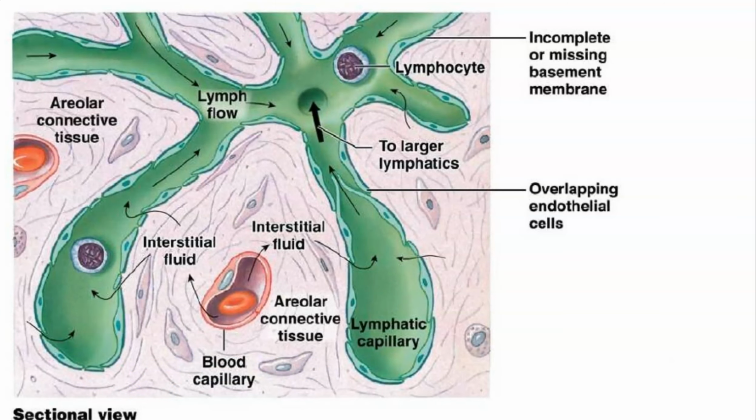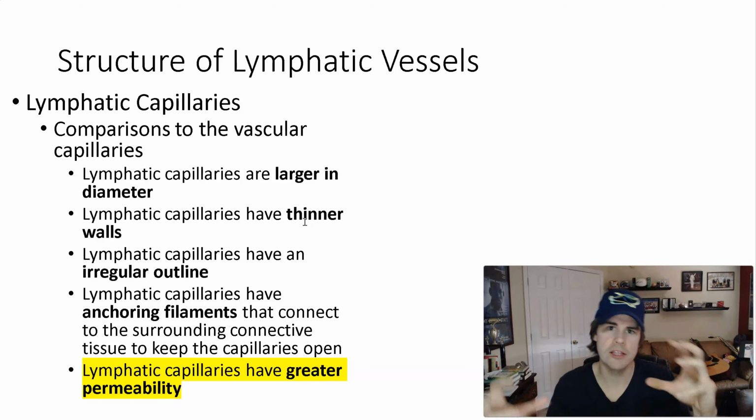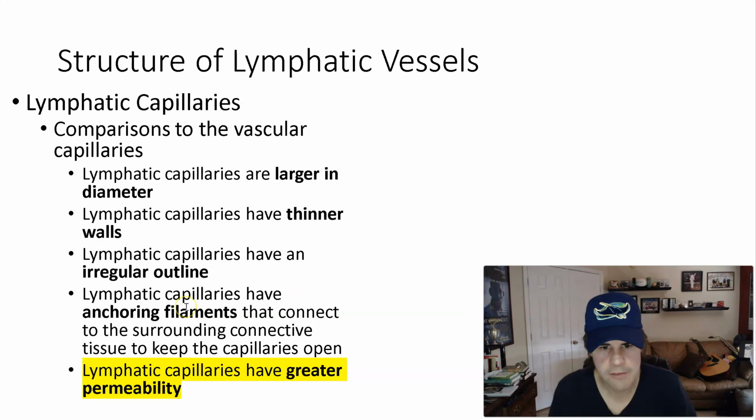But in comparison to vascular capillaries, which means the blood vessels you normally think of, they're larger in diameter. I would like for you to know that. They have thinner walls, which means diffusion happens at a faster rate. It's easier to diffuse across, which makes sense because these lymphatic capillaries are absorbing things around them. They have an irregular outline, and they also have a greater permeability. I highlight that because that's very important. If you're permeable, it's very easy to cross the membrane.